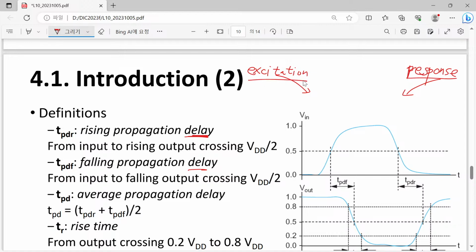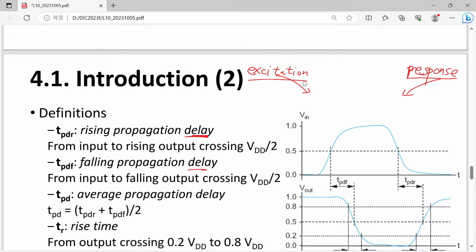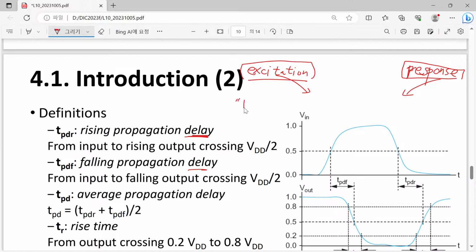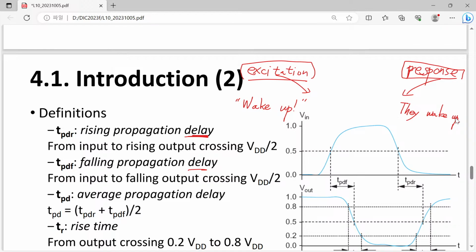So for example, every morning I try to wake up my son and daughter. Hey, wake up! And there is a certain response from them. What is their reaction? Oh, please, 5 more minutes or something like that. And eventually, my excitation can be written as wake up, and the response is that eventually they wake up. So not everything, but in many cases we can define excitation and response of a system.